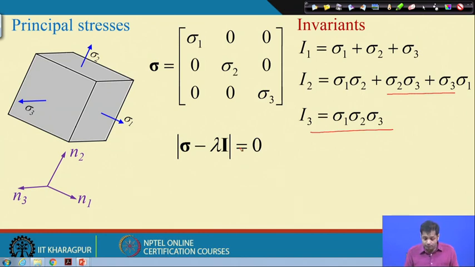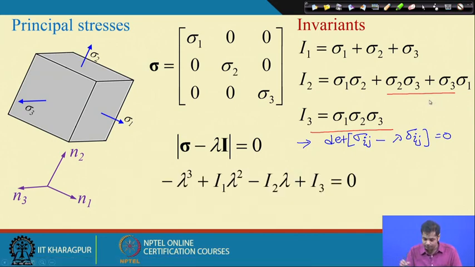Now, this can be written in index form, that is, the determinant of sigma ij minus lambda delta ij is equal to 0. That is the same thing written in index form. Now, when you expand this, you get an equation like this, which can also be expressed in terms of the invariants, and we solve this equation.